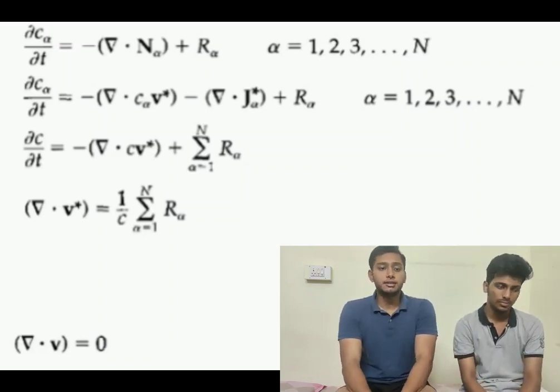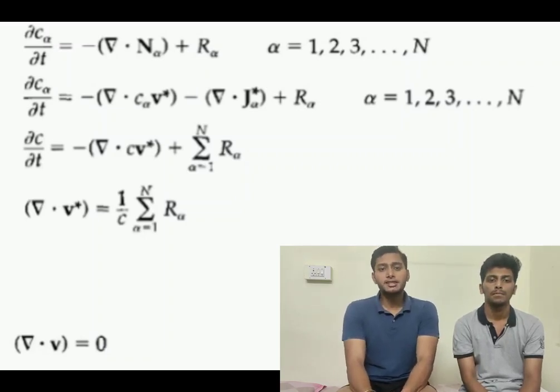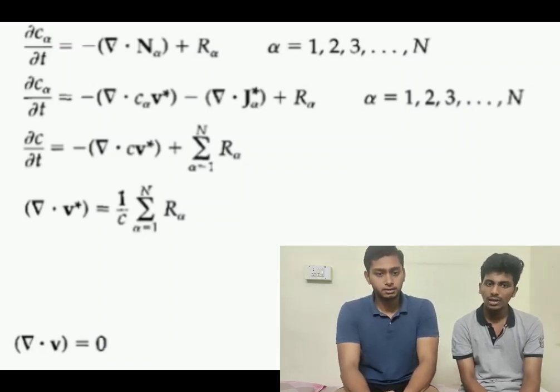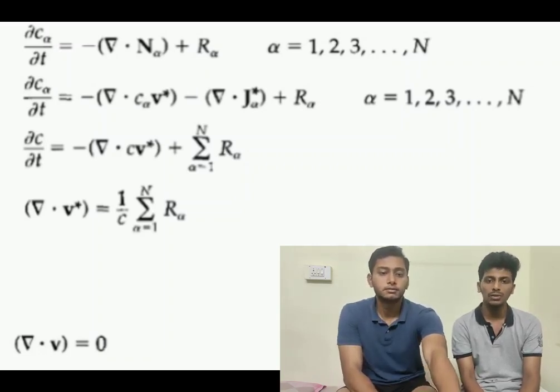Now we move to the next term, which is the diffusive flux term, that is minus del dot J alpha star. Now this one is a bit subtle. J alpha star is the diffusive molar flux relative to the molar average velocity. Yeah, that's right. It captures how species alpha moves compared to the average bulk molar motion.